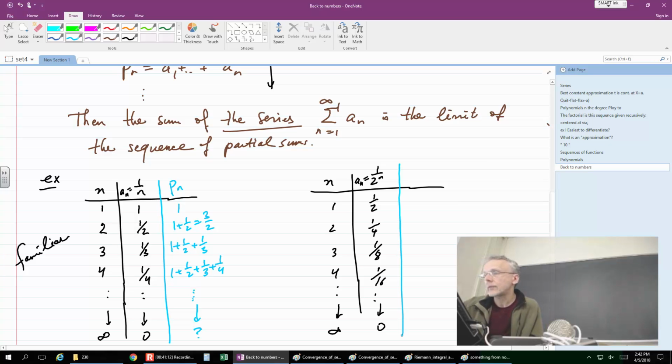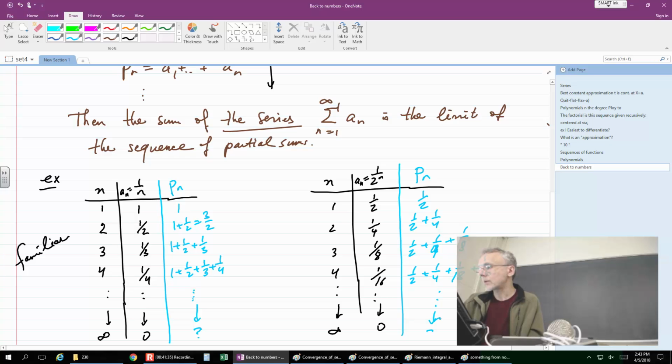But we also have the same picture here. Once again, I have my sequence of partial sums. The black is the old, the blue one the new. So I'll have 1/2, 1/2 plus 1/4, 1/2 plus 1/4 plus 1/8, 1/2 plus 1/4 plus 1/8 plus 1/16, and on. And once again, we're asking our question: what is the limit?